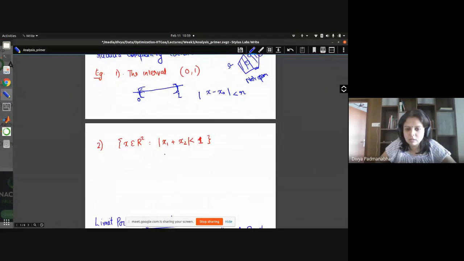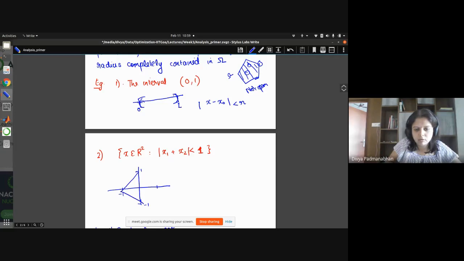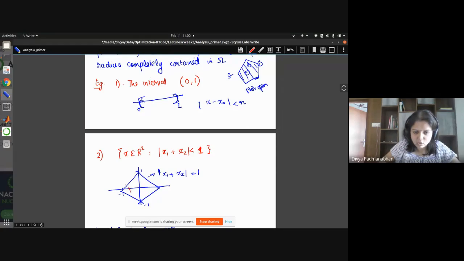Now what about this set: the norm of x1 plus x2 is strictly less than 1. This is all points in R2. You remember we had plotted this in the past. It looked something like this. You had 1, minus 1, and this is 1, and this is minus 1, and something of this form. This is the contour of the norm where it is equal to 1. This is the set of all points such that the one norm is exactly equal to 1. The region that you're looking at is something inside, and it does not include these boundary points because it is strictly less than 1 that you're considering.